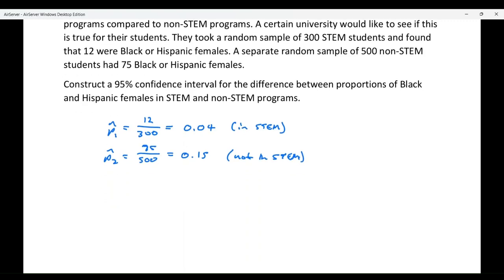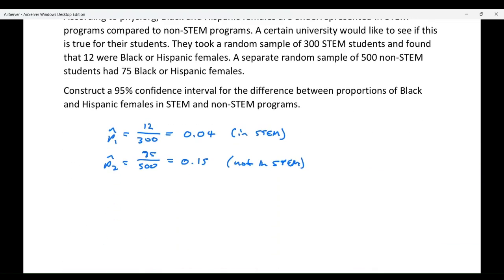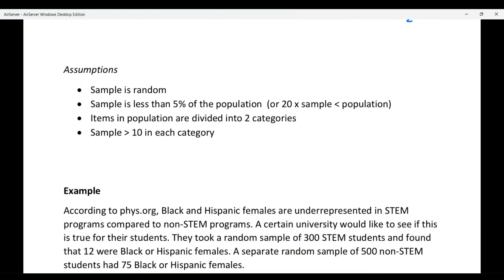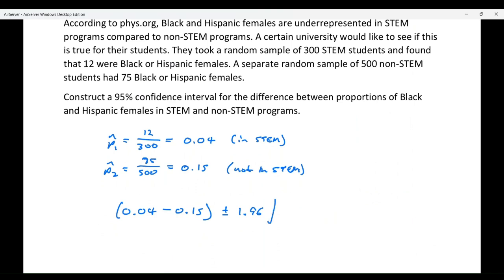Okay, so again, finding our proportion, we're just plugging into this formula. So P1 minus P2, so 0.04 minus 0.15. Sometimes I like to put that in parentheses just to remind myself that that's just that first part of the formula. And then plus or minus Z. Well, eventually you are going to remember, because a lot of problems like this, in textbooks and in academia in general, like to use 95% confidence. So you'll catch on pretty quickly that 95% confidence is a Z of 1.96. So I'm not going to go to the chart for that one.